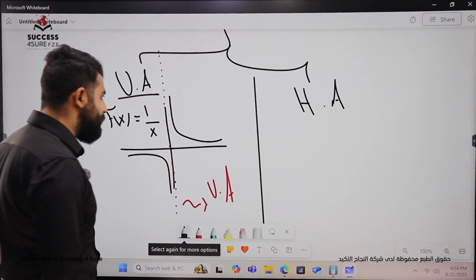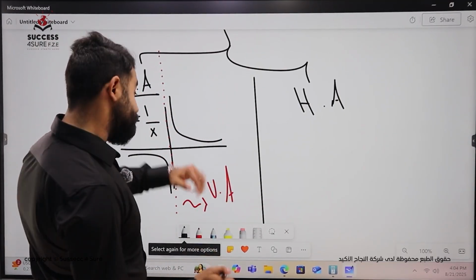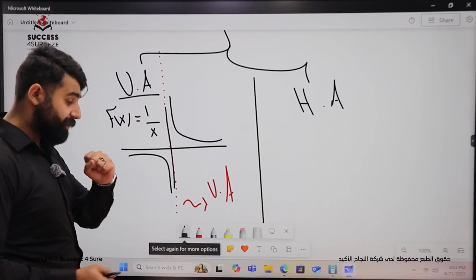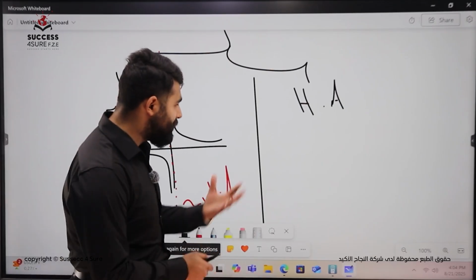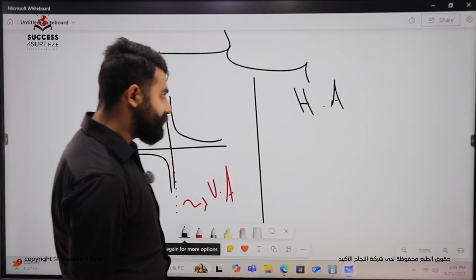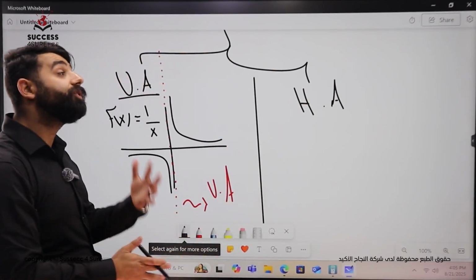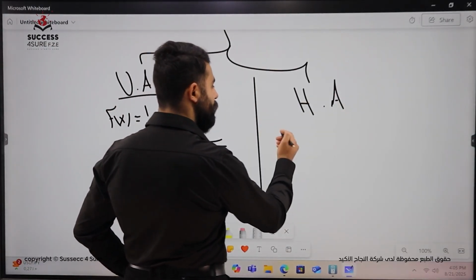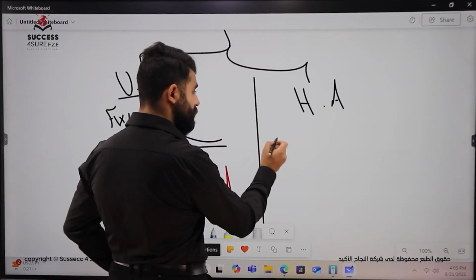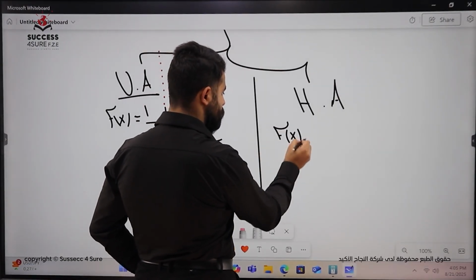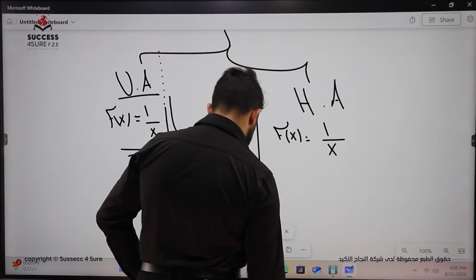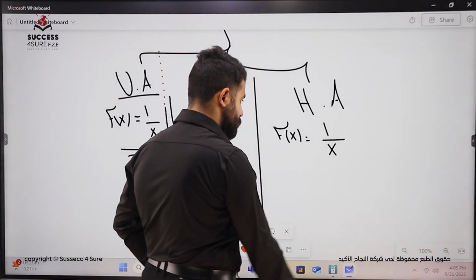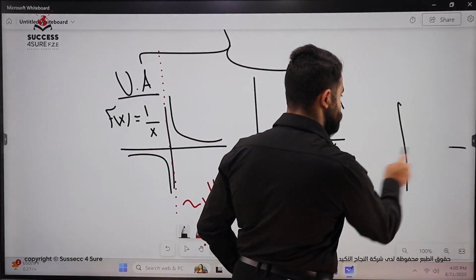Now, to understand this, I'm going to give you an example, but we're going to go through specific details for the horizontal asymptote because it takes more than one case to understand or to solve any question related to the horizontal asymptote. But now we're talking about the definition, all right? So let's say that we have the same function, I mean f of x equals 1 over x. I'm going to draw it again, and we did it using the calculator, and I mentioned the steps. So let's say this is the graph of 1 over x.